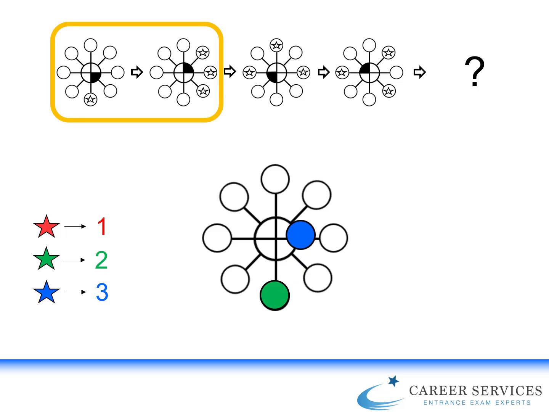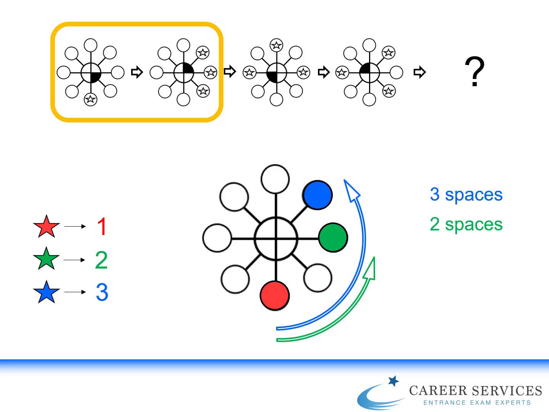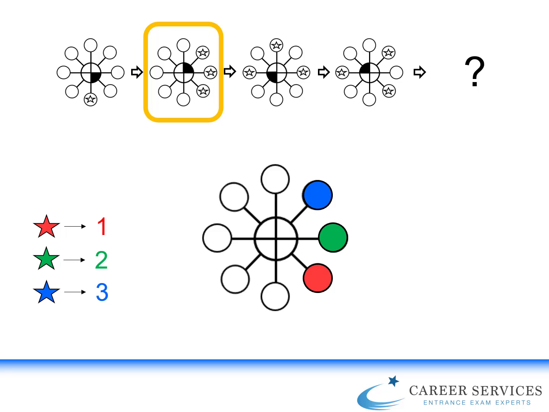The blue star will move 3 spaces anti-clockwise. The green star will move 2 spaces anti-clockwise. The red star will move 1 space anti-clockwise. Now the stars are laid out in the same arrangement as they are in figure 2.